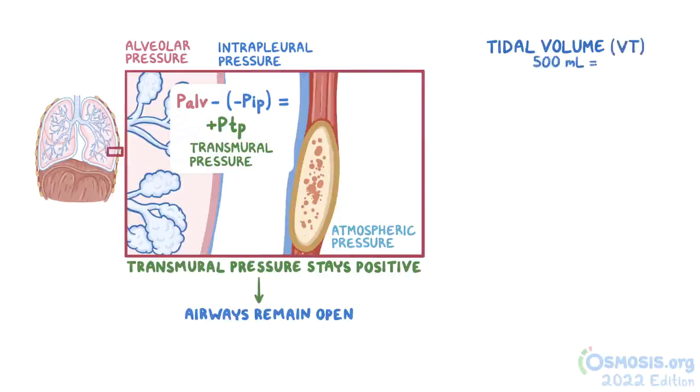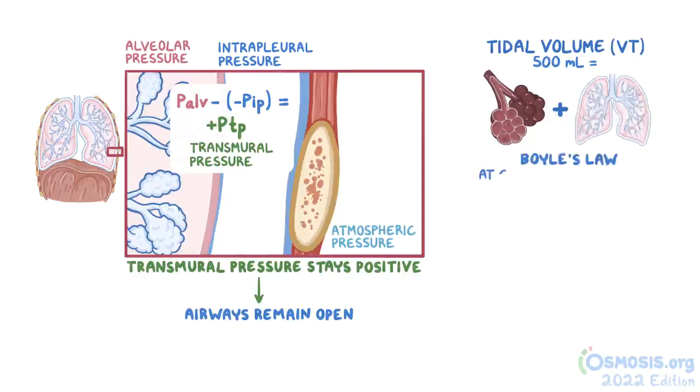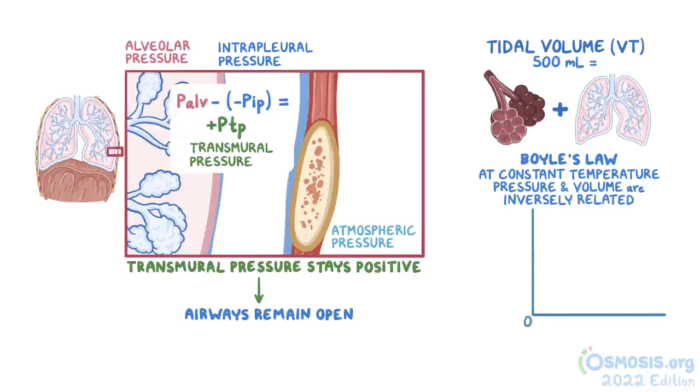Now, normal, quiet breathing involves inspiration and expiration of a tidal volume, or VT for short, of about 500 milliliters, which includes the volume of air that fills the alveoli plus the volume of air that fills the airways. Now, according to what is known as Boyle's law, at a constant temperature, pressure and volume are inversely related to each other. So, when the alveolar pressure decreases, more air will enter the lungs, increasing the air volume.